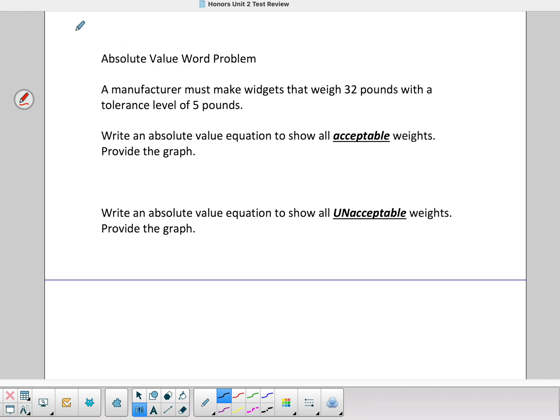So the absolute value word problem, and you are asked to write an absolute value equation and show all of the acceptable weights, provide the graph, and then write the absolute value equation. Actually, I should have said inequality, typo there. It's an absolute value inequality, and then show the unacceptable ranges. They should both be the absolute value inequality, and I typed equation.